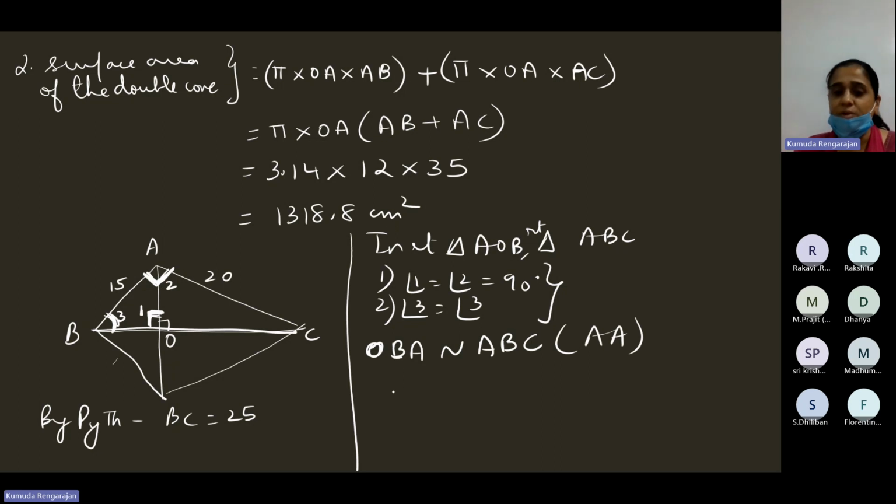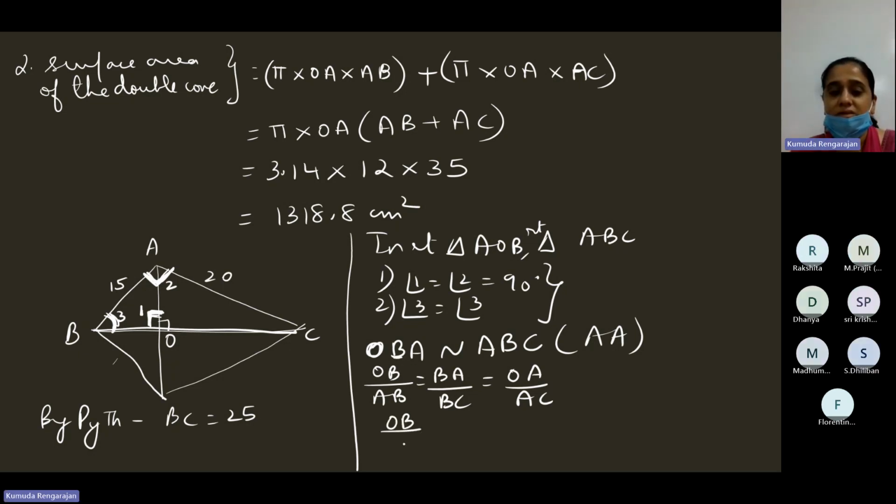Now write the ratio of the corresponding sides. So we have OB by AB equal to AB by BC, which is equal to OA by AC. Right, now let's substitute all that we know. How much is OB, children? Tell me. Do we know OB? AB is 15. BC is 25. OA?